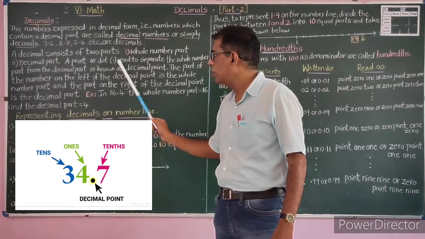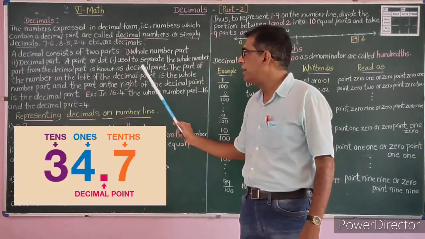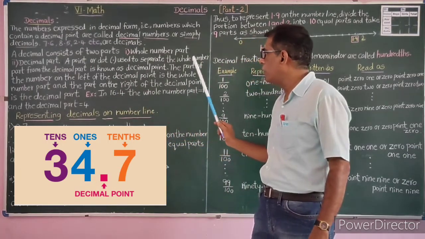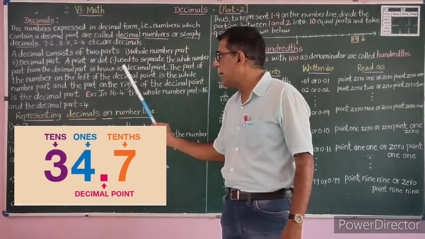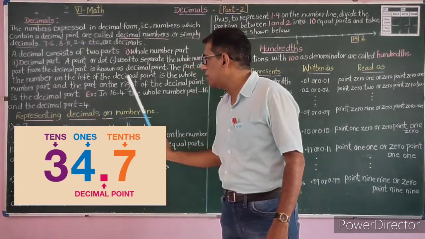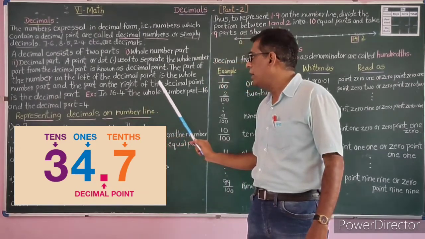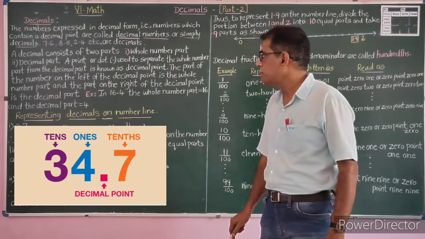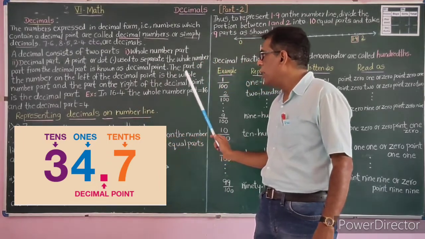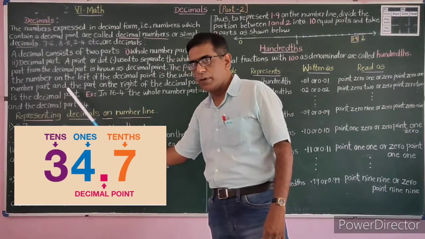A point or dot used to separate the whole number part from the decimal part is known as the decimal point. The part of the number on the left of the decimal point is the whole number part, and the part on the right of the decimal point is the decimal part.